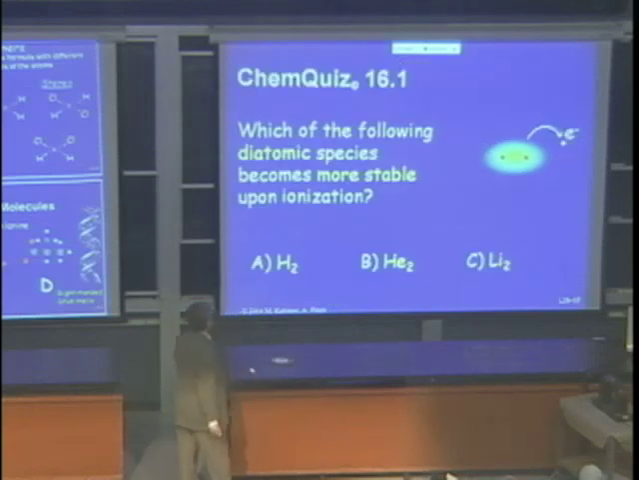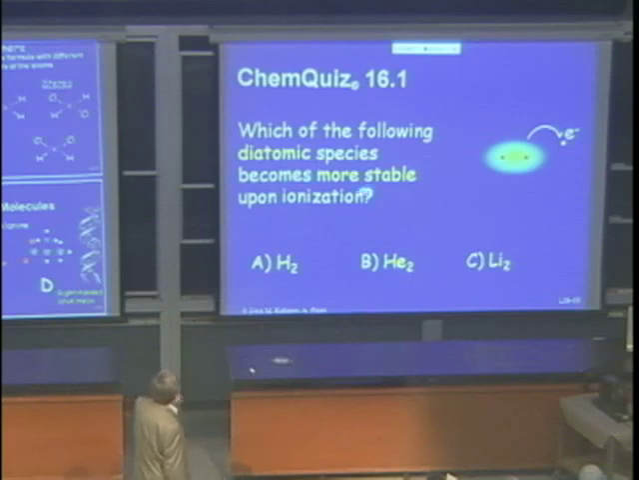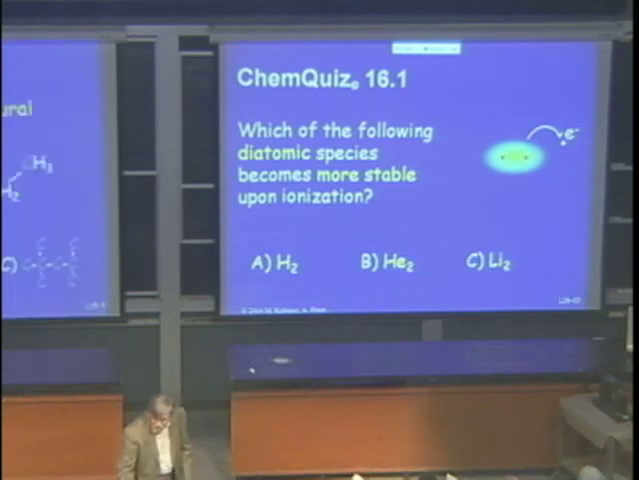So let me ask you a question. We have a diatomic species, either hydrogen or helium or lithium. I just told you that helium doesn't exist, because the bond order is 0. Which one becomes more stable upon ionization? So we form an H2 plus, an He2 plus, and an Li2 plus.